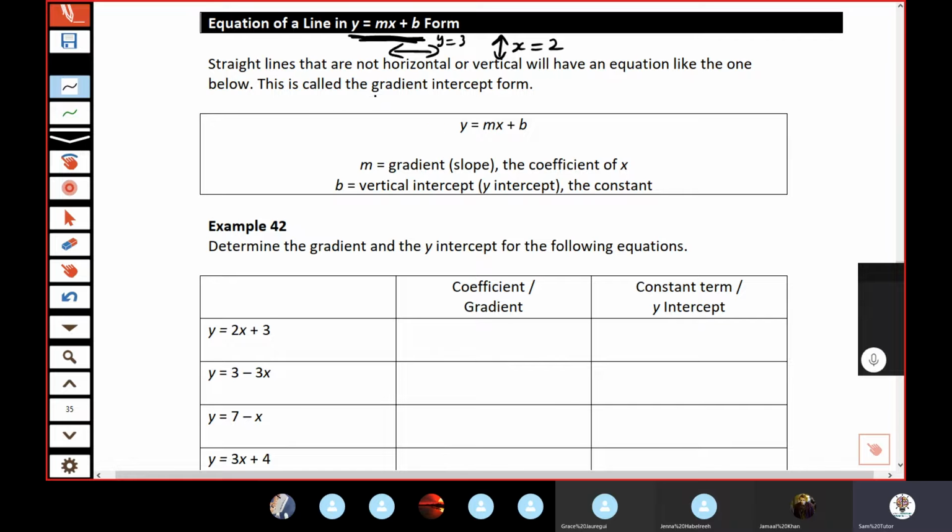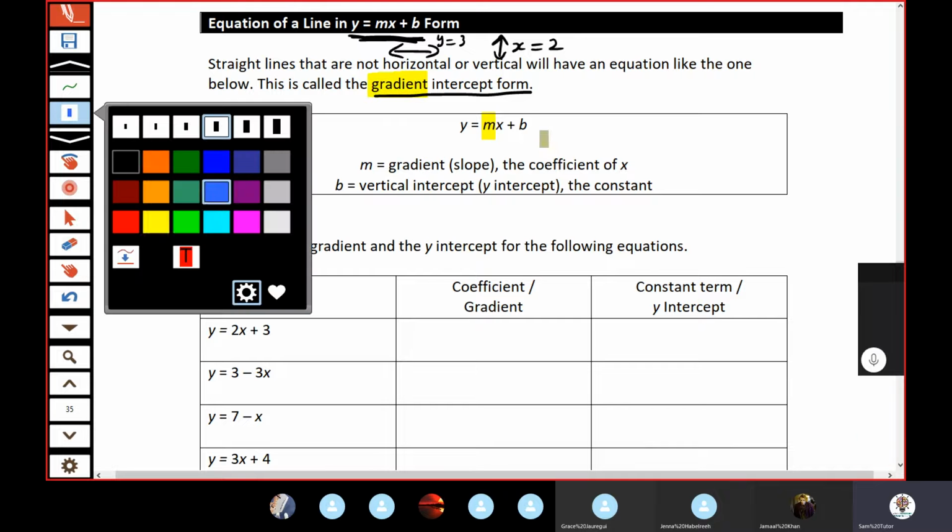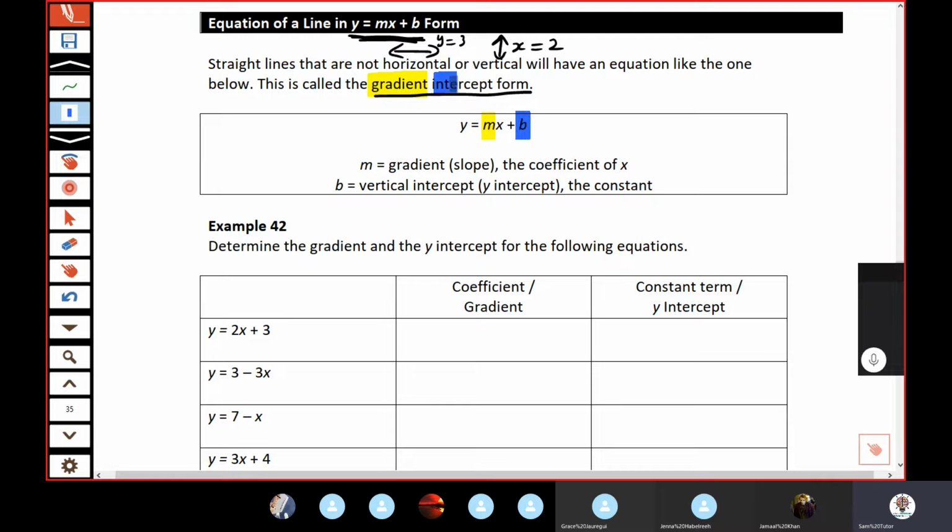So this is called the gradient intercept form. The reason it's called that is because the m stands for the gradient and the b stands for the intercept. So write that down: y equals mx plus b, gradient intercept form. M is gradient, b is your intercept, and specifically write that it is the y-intercept.